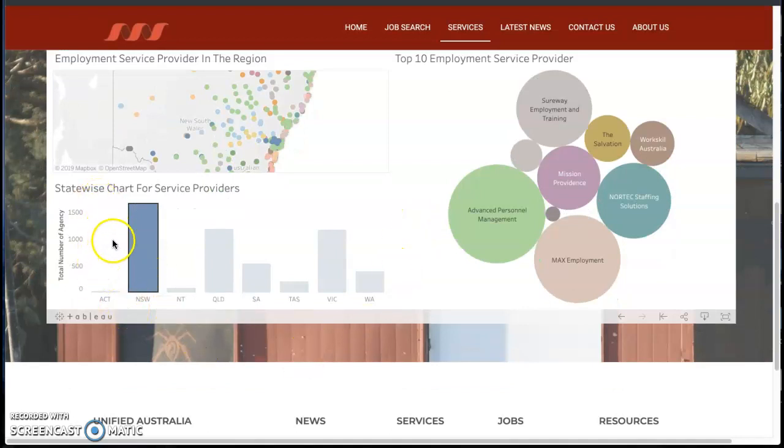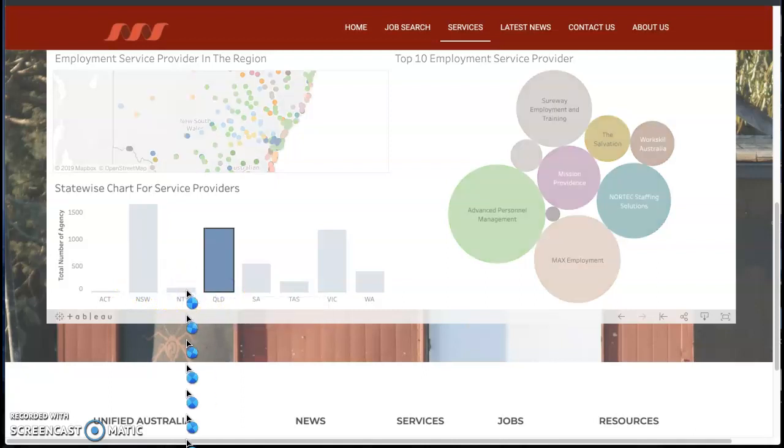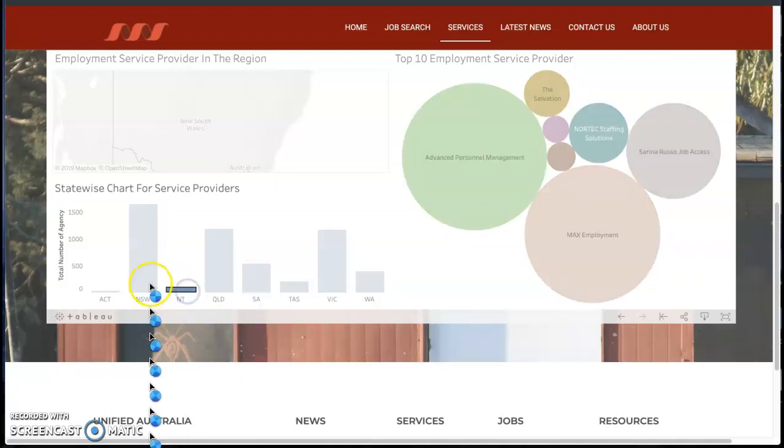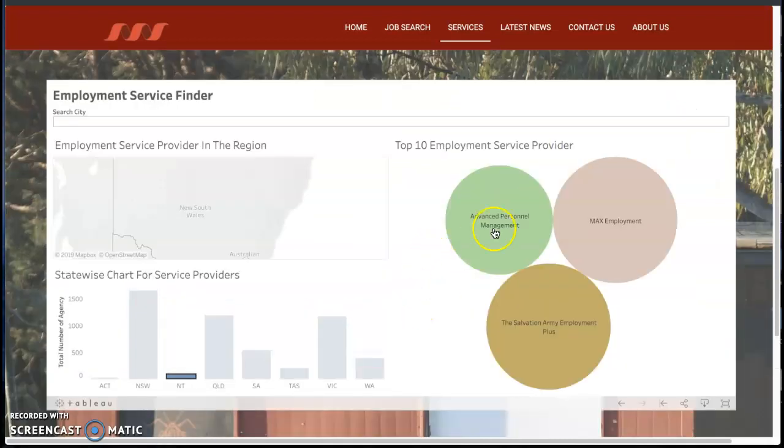This is a wide chart for service providers. Okay, for different states. Okay, here also shows the service provider.